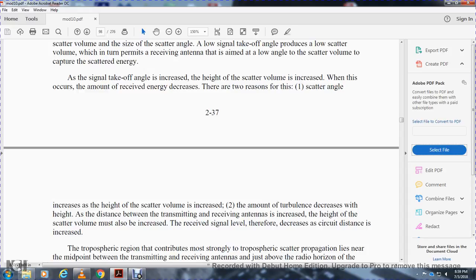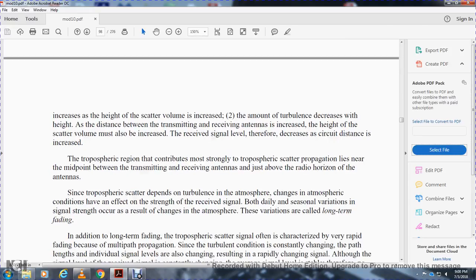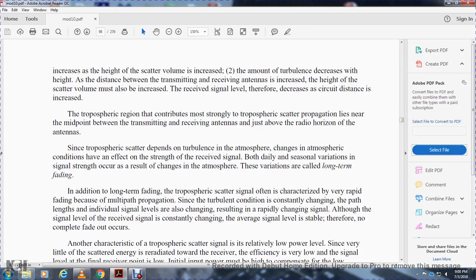The distance between the transmitting and receiving antennas increases with the height of the scatter volume, and the height must also increase as the received signal level drops. Therefore, to increase the circuit distance, the tropospheric region involved is increased. The region that contributes most strongly to tropospheric scatter propagation lies near the midpoint between the transmitting and receiving antennas, just above the radio horizon of the antennas. So tropospheric scatter depends on the turbulent atmosphere.